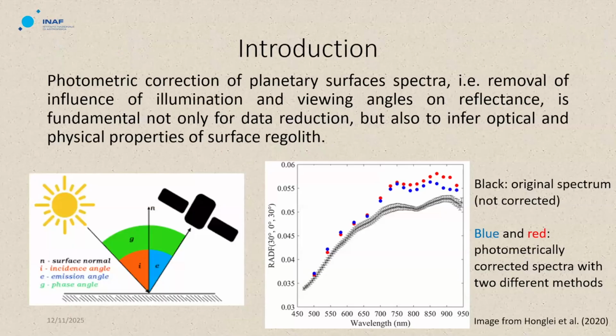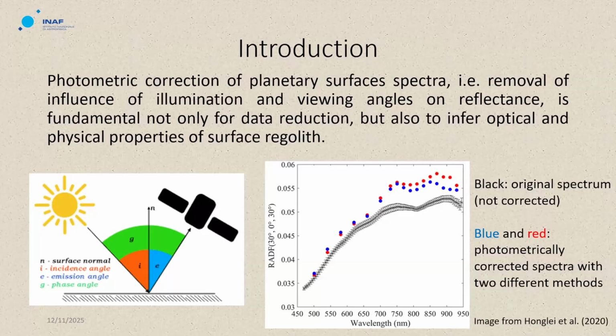And photometry. Photometric correction of planetary surfaces is the removal of the influence on reflectance of incidence, emission, and phase angles. Here you can see the definitions. The incidence angle is the angle between the solar direction and the normal to the surface. The emission angle, or emergence angle, is the angle between the normal to the surface and the observer, in our case the spacecraft. And the phase angle is the angle between the two directions, solar incidence and observation.